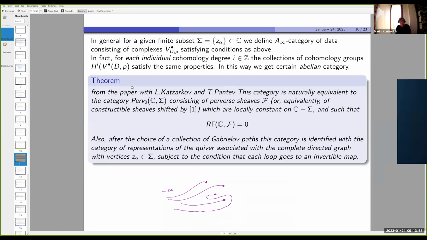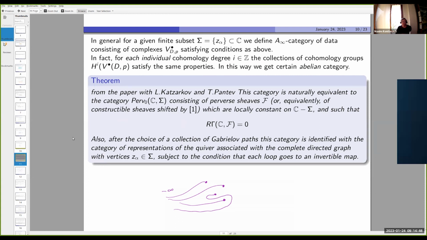So we get this data of these disks, and we have a theorem which we proved a long time ago with Lyudmila Tonipantia, from the old paper on Hodge-theoretic aspects of symmetry. This category of gluing data is the same as a category, really an abelian category, nothing about infinity anymore. It's the category of perverse sheaves, or actually usual sheaves shifted by one. It doesn't matter which; the condition is that they are locally constant on the complement of this finite set of critical values, denoted by sigma, and that R gamma of the sheaf is equal to 0. Consider, for example, just a sheaf, not shifted by one.